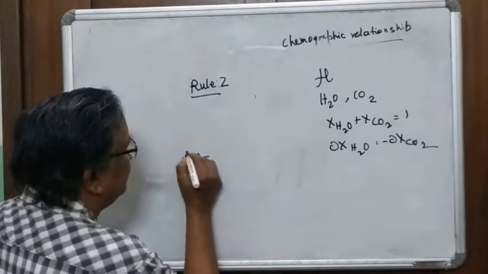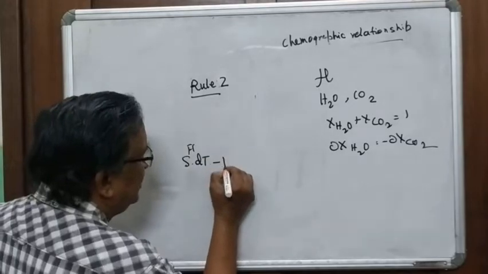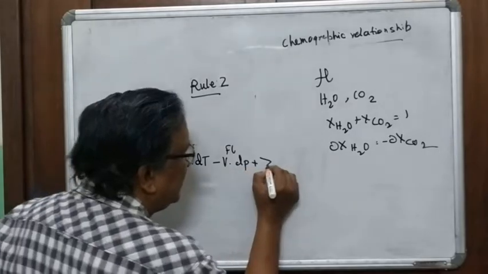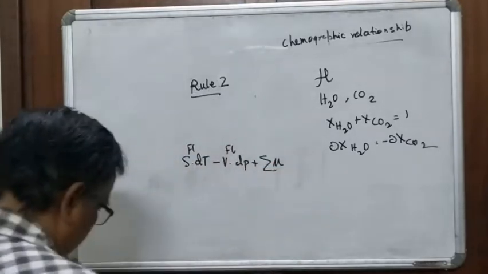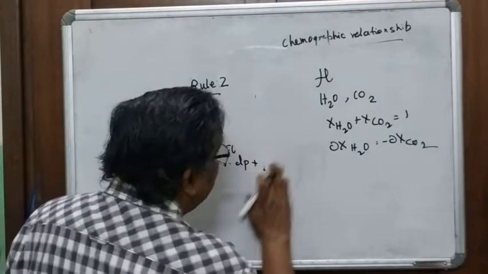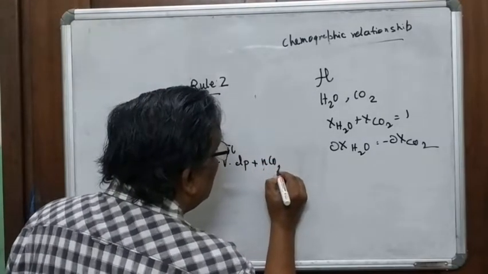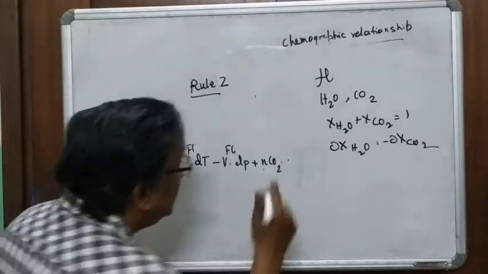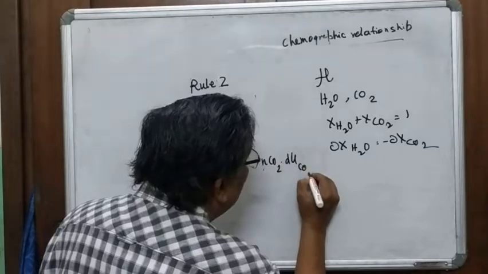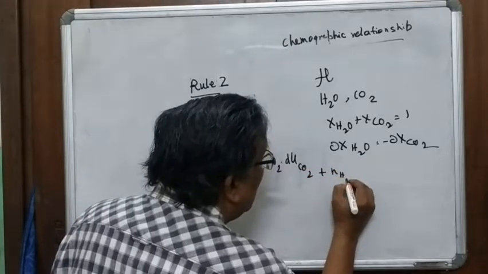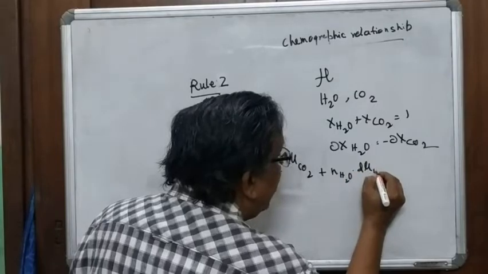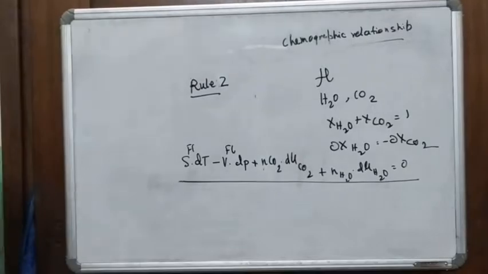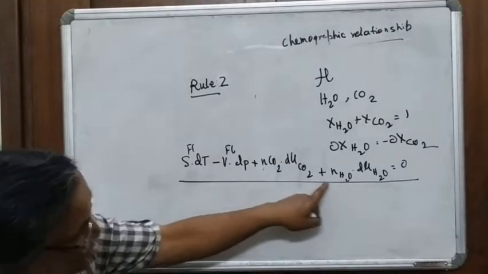S fluid dT minus V fluid dP plus sigma, I will write the N CO2 first, N CO2 d mu CO2 plus N H2O d mu H2O is equal to 0. That is the Gibbs-Duhem equation for the fluid, where the fluid is composed of H2O and CO2.